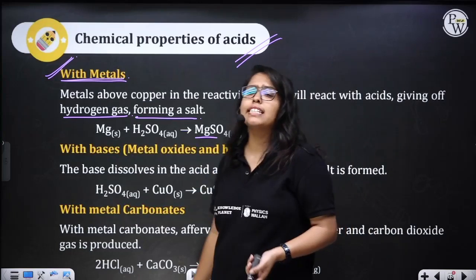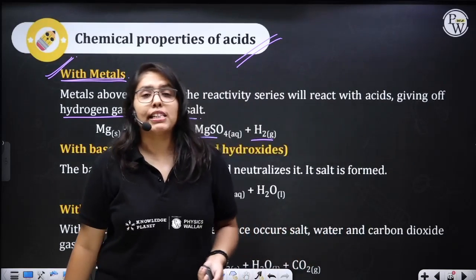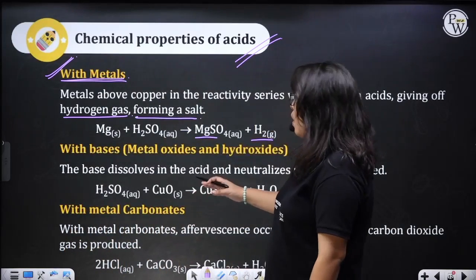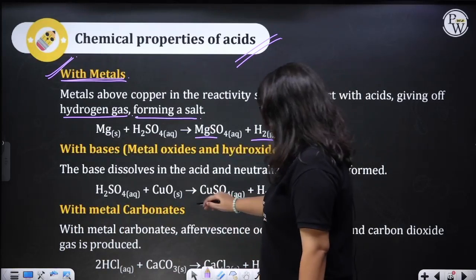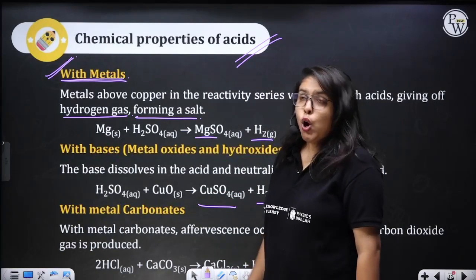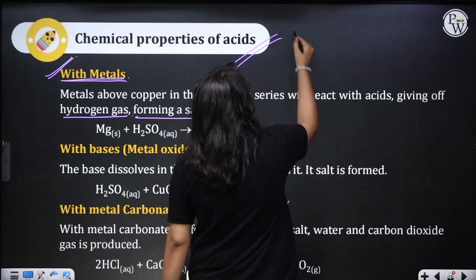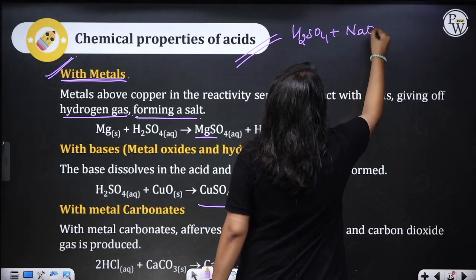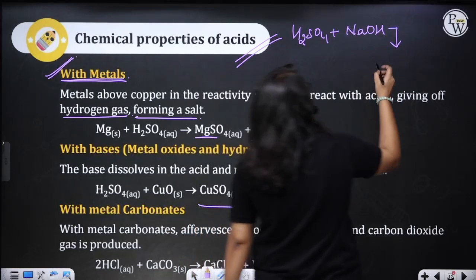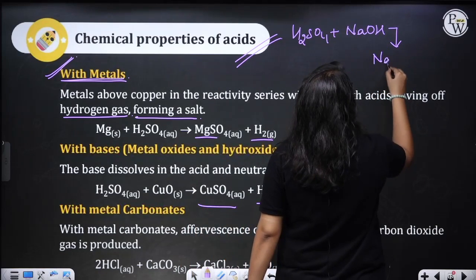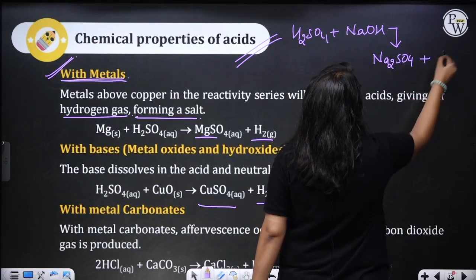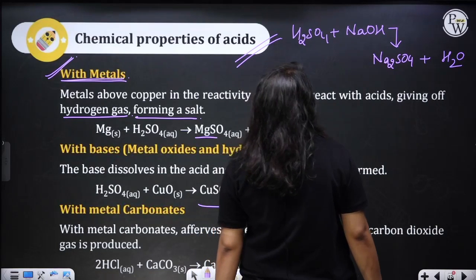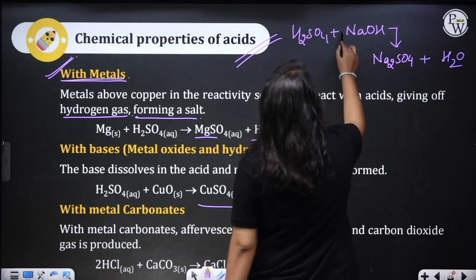Now what about the reaction of acids with metal oxides? Metal oxides are nothing but basic in nature. So, when acids react with metal oxides, what we get is salt and water. Also, when sulfuric acid, let's say, reacts with NaOH, which is nothing but a base, what we get is sodium sulfate plus H2O.